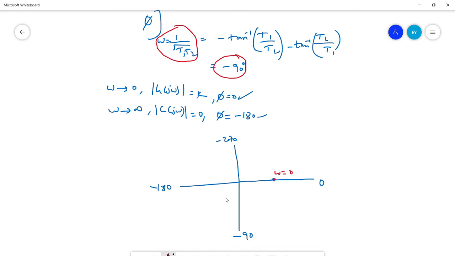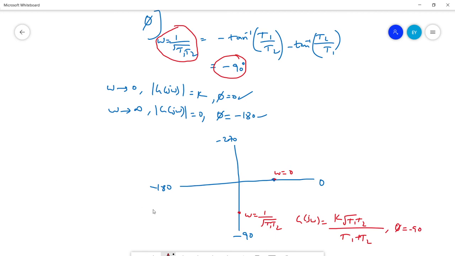Okay, then it travels, and at a certain value of omega, that is 1 by root of T1 into T2, is the intersection point at the imaginary axis. This would be at omega equal to 1 by root of T1 T2. At this particular point the magnitude g of j omega is equal to k into root of T1 T2 divided by T1 plus T2, and the phase angle is minus 90.